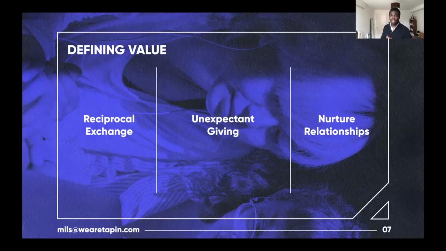The second one was unexpected giving, right? Give them something that they don't expect. Go above and beyond what you're usually providing them and give them something that they don't expect as a means of providing them with a next level in value. And the third one being nurturing relationships.